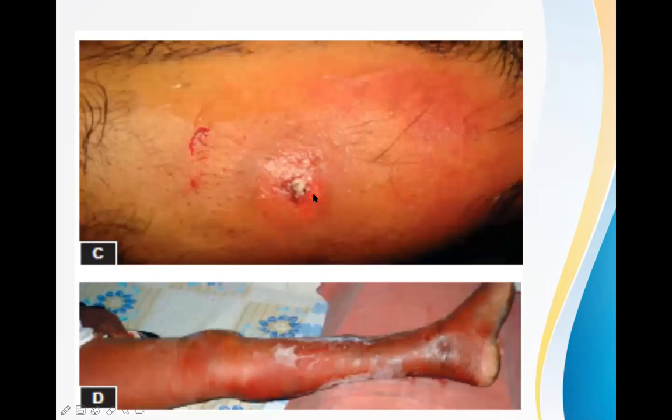This is another picture. There is a small pus point which we can see on the surface, but look at the surrounding area. It's extensively swollen and red. I need to make sure whether this is abscess or cellulitis, and the differentiation is very easy.